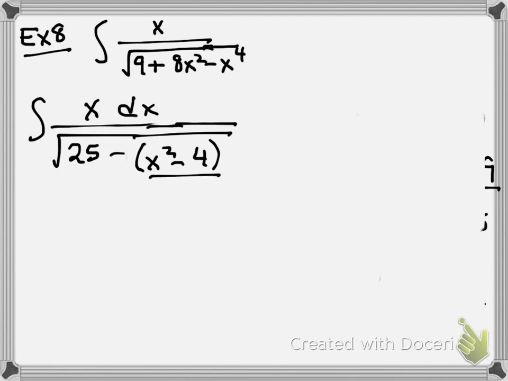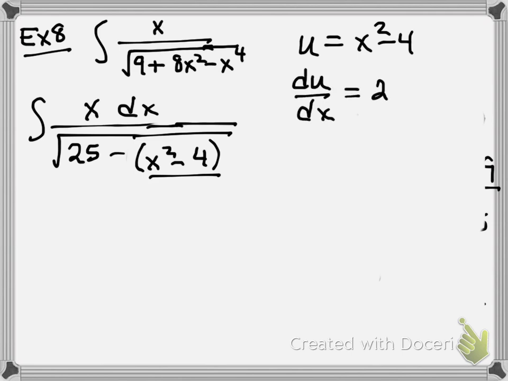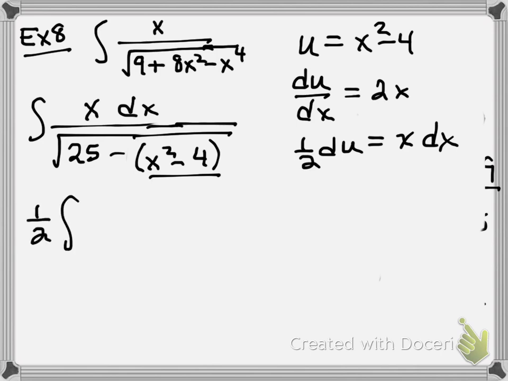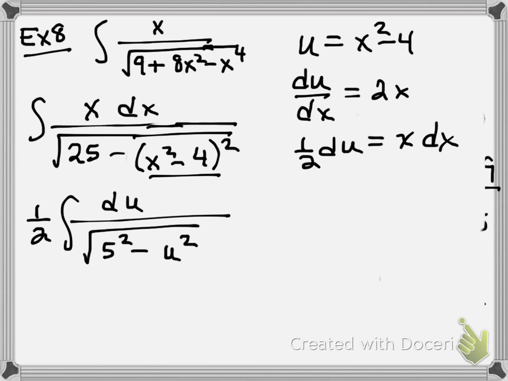So I'll think about this as being my u. So if u is equal to x squared minus 4, that means the derivative of u with respect to x would be 2x. And so if I divide by 2, I get a half du equals x dx. So I can replace this x dx with a 1/2 du. So I'll put the 1/2 out in front. There's my du. And then I have the square root of, we'll say 5 squared instead of 25, so we can see our a value, minus u squared. And I forgot that squared right there.